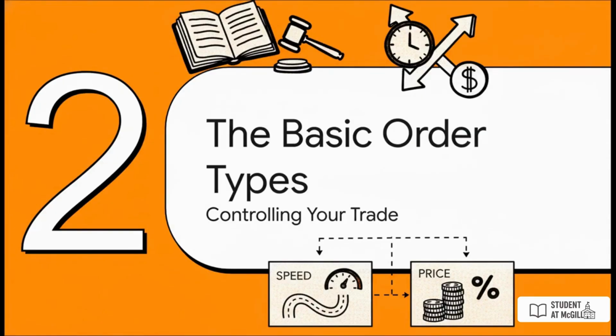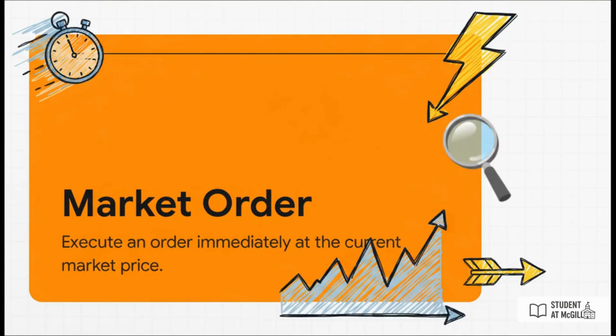The best way to think about these is as the official rulebook for your trade. They let you take control of the two things that matter most, speed and price. Let's look at the two most common ones. First up, you've got the market order. This is basically the get it done right now button.